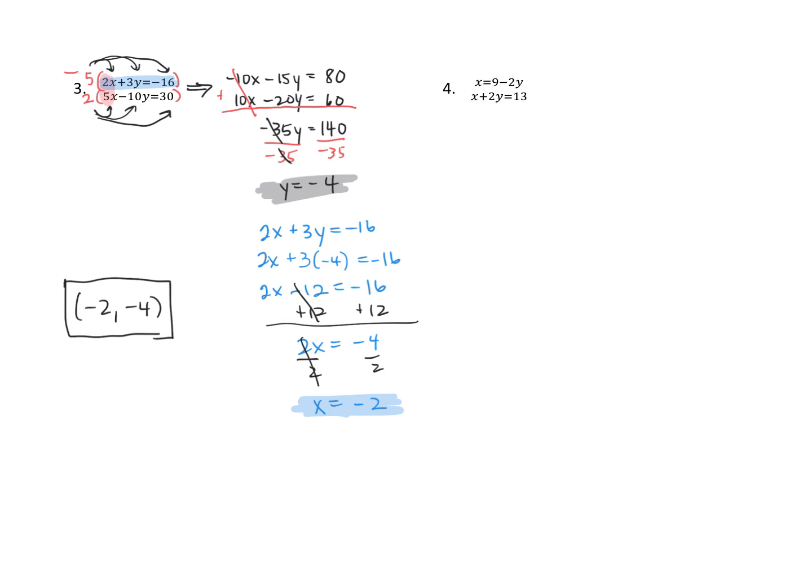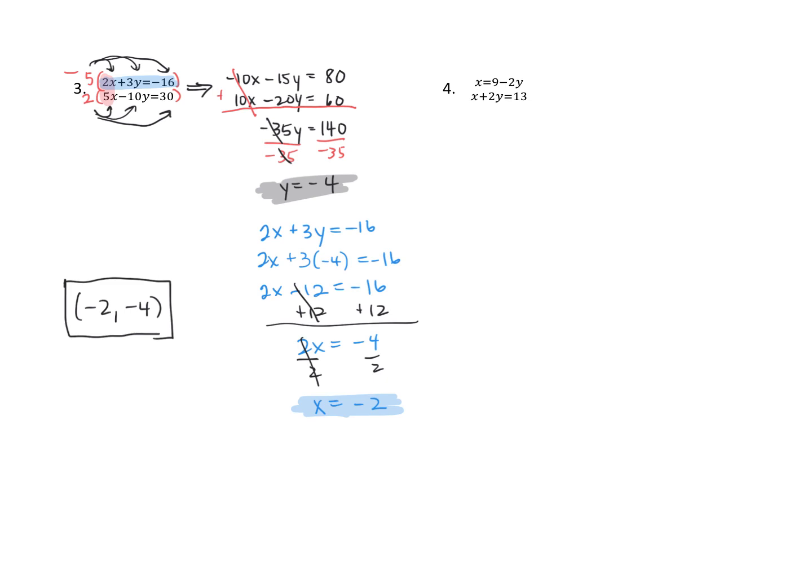Okay, number 4. Right here, you can see that this looks different. So actually, to me, when I look at this one, I think of doing the substitution method because x is already by itself in the top equation. But we're going to focus on the elimination method here.